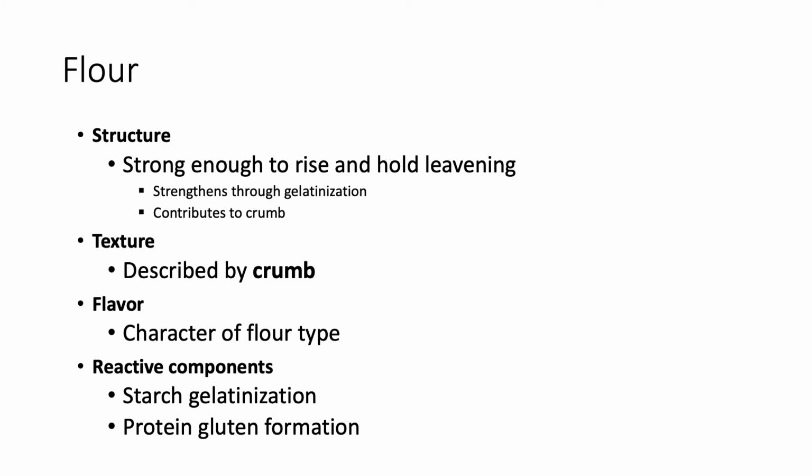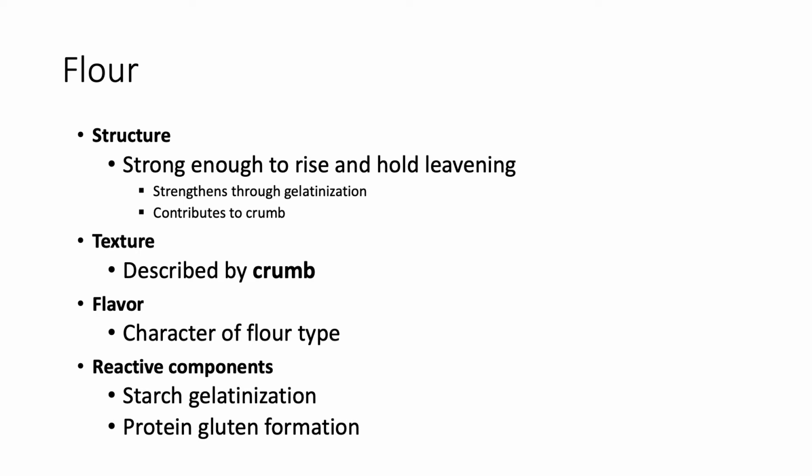Flour is important for a variety of factors. The structure needs to be strong enough to rise and hold leavening. It strengthens through gelatinization. We talked about starch gelatinization a little while ago. It also contributes to the crumb, or how the interior of a baked product crumbles, which is generally what's meant by crumb. It's the texture of the interior. Then flavor: there are different flavors associated with different types of flours. If you've had whole wheat flours compared with all-purpose flours, you'll notice the taste is a little bit different there as well.